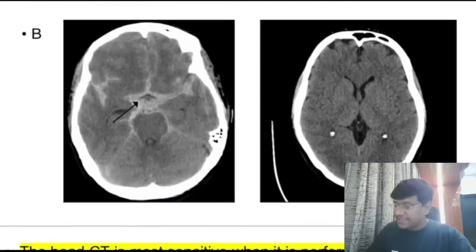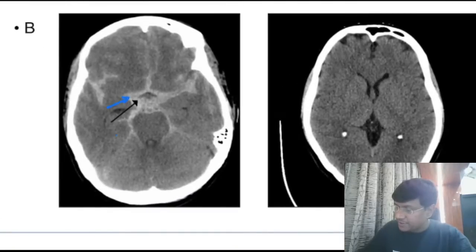That is because in case of subarachnoid hemorrhage, what you get is hyperdense lesions within the sylvian fissure because of the presence of blood. So the head CT, that too a plain CT, is most sensitive. This non-contrast CT should be performed immediately after the onset of the symptoms. As the duration from the onset of symptoms increases, the sensitivity of the plain CT also declines.